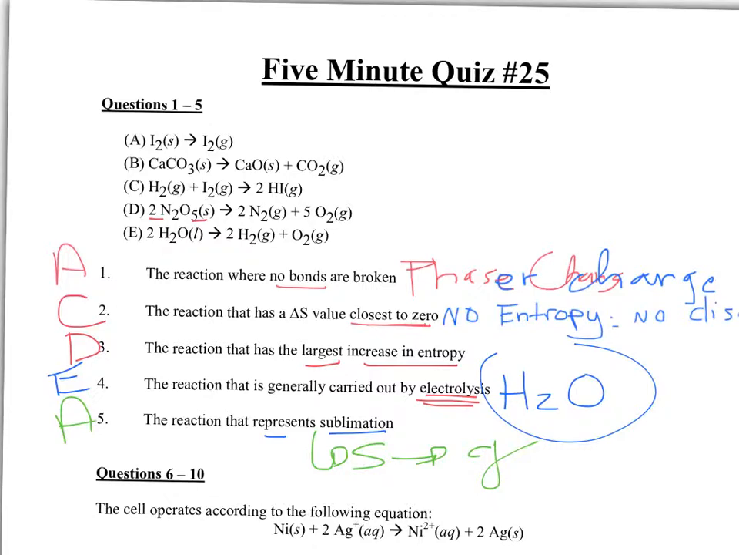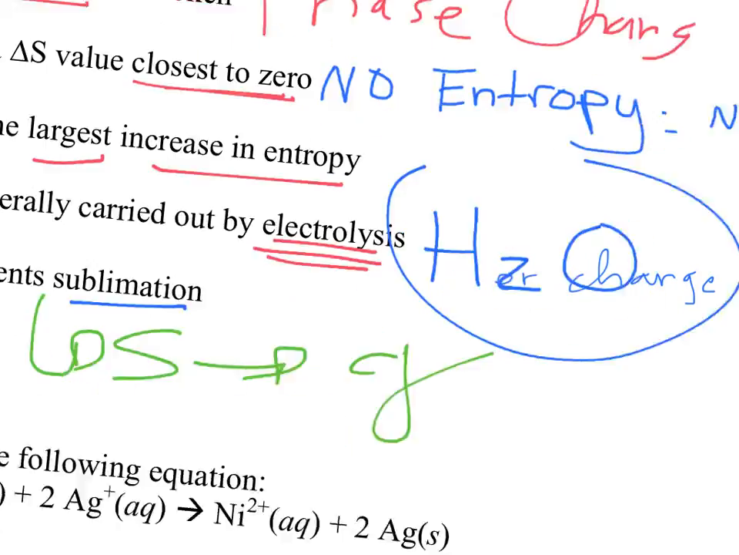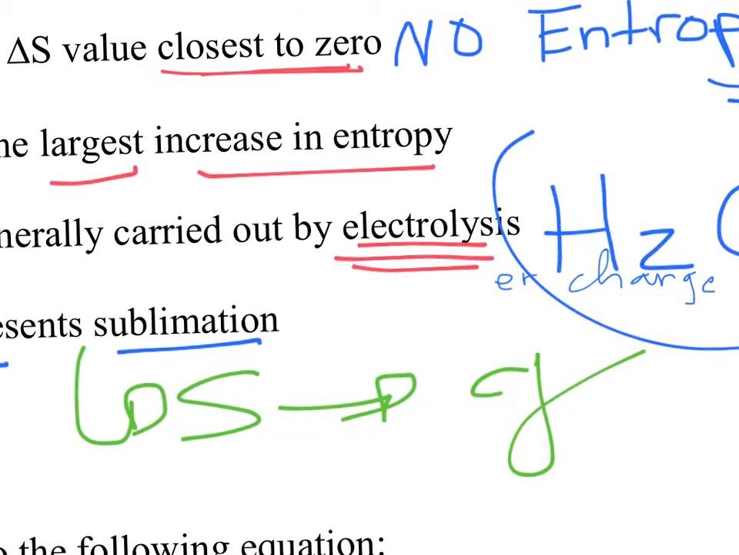All right, you know what? That's a great point. I'm glad you said that. So let's talk about this. What is sublimation? Very good. It is a phase change, which means you're not breaking compounds. That's why it has to be A.